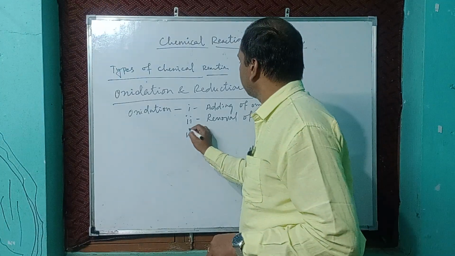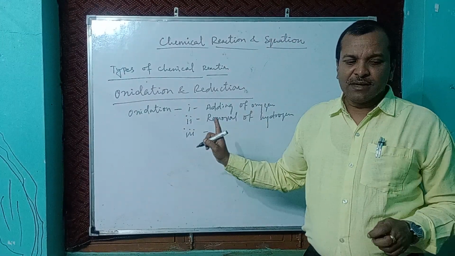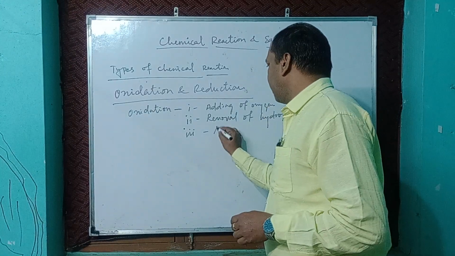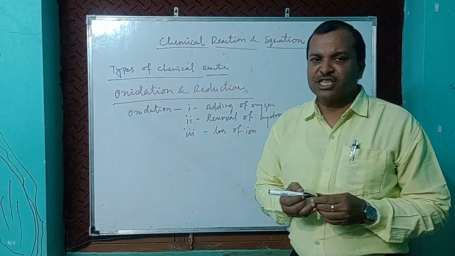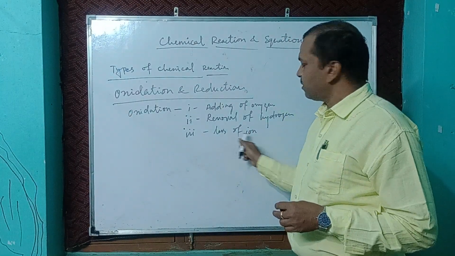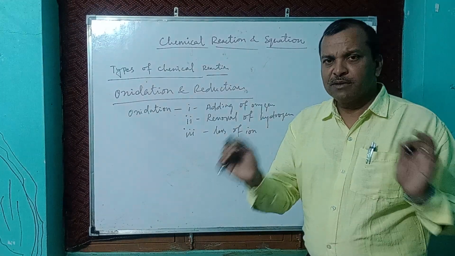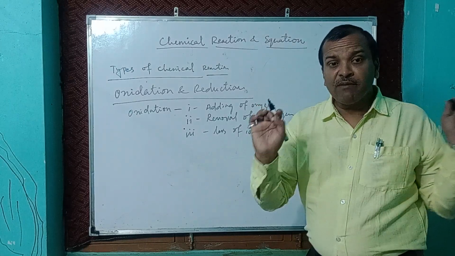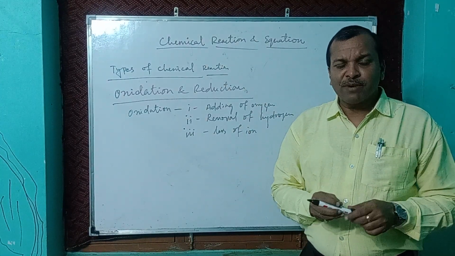Third one is loss of any ion's charges. First one is adding of oxygen, second one is removal of hydrogen, third one is loss of charge. If charge is lost, then it is also oxidation. If hydrogen is removed, then it is also oxidation. If oxygen is added, then also it is oxidation. I will give one example here.